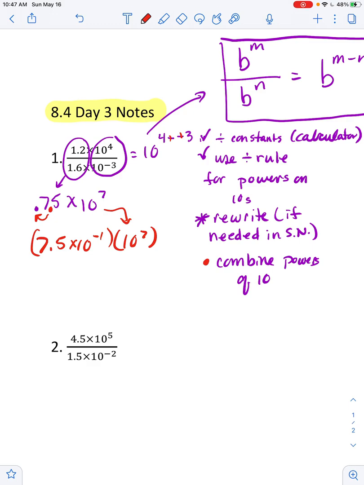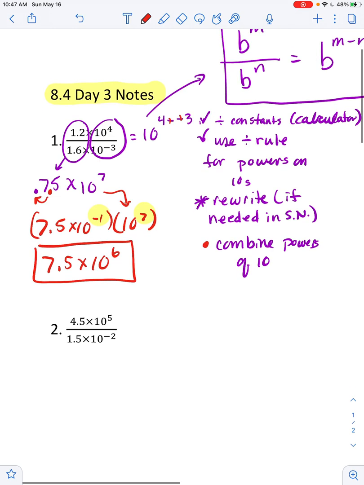So that's where this last step of combining the powers of 10 comes in. I've got the 7.5 good to go, but now I'm going to take my negative 1 and positive 7 power and add them together, because now I'm multiplying these 10s. So I have the same base, but to a power of 6. Final answer in proper scientific notation.